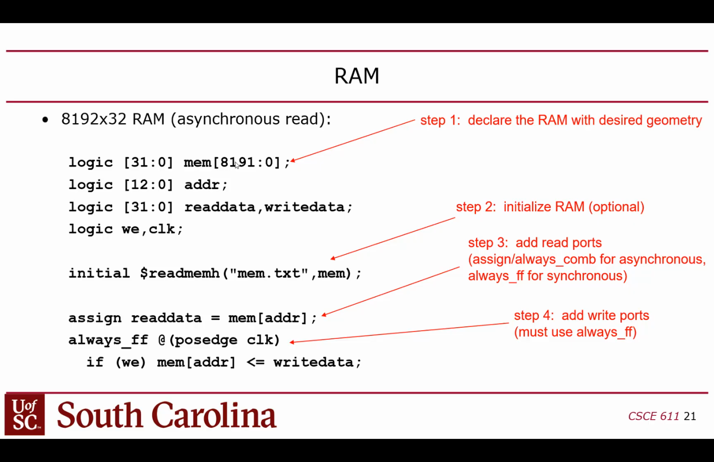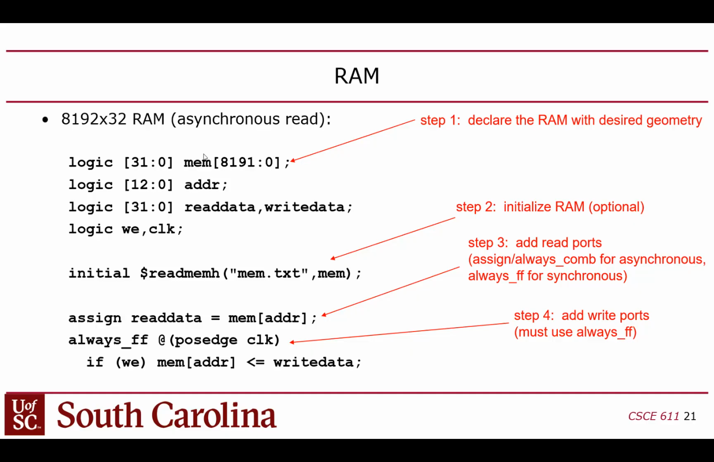However, in Verilog, because I don't know why this decision was made, notice it's reversed. When you declare this, it says logic 31:0 mem 8191 to 0. The width is specified first, and the depth is specified next. They're specified on either side of the name, mem. It doesn't matter, you don't have to call it mem. You can call it whatever you want.